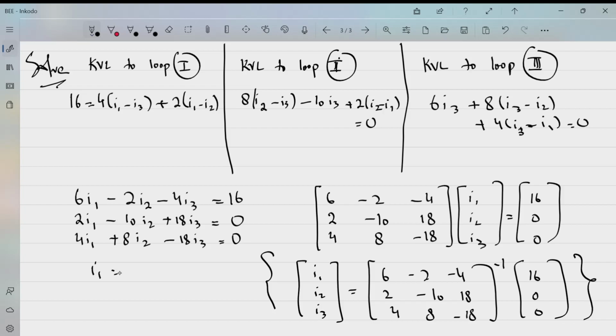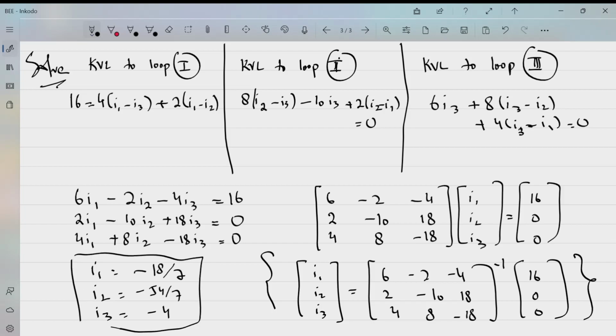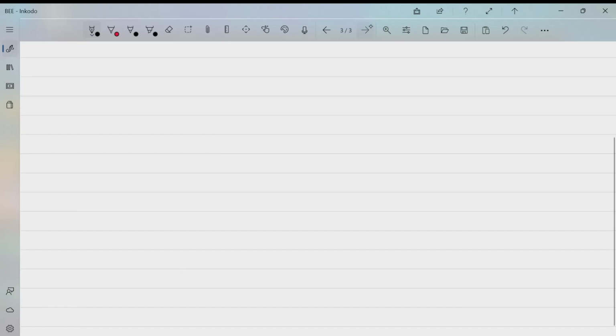So I1 कितना आ रहा है? Sir, -18/7. I2 -54/7. I3 -4. Yes, sir. ठीक है, तो you can actually solve for this matrix equation A x equal to B, x equal to A inverse B, and find out the answer.